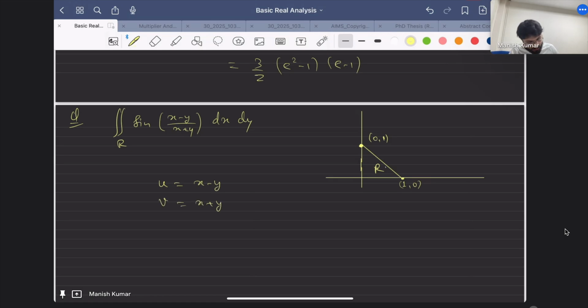Okay, so in this case what we can do is, so this I know, this is x plus y equals 1. So maybe here if you want you can do, so let me see how this looks. So x would be u plus v by 2, right, and y would be v minus u by 2, correct? So this is how these coordinates are related.